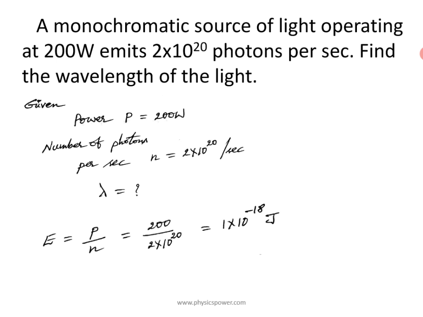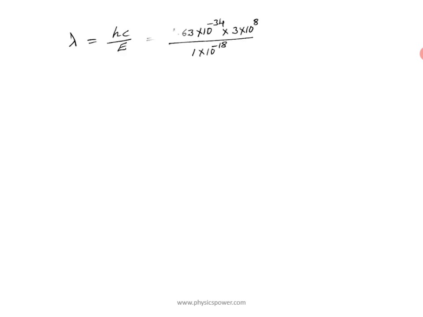So energy equals power by n, number of photons per second. If you substitute you will get 200 by 2 into 10 to the power of 20, which is 1 into 10 to the power minus 18 joule. Now by using wavelength lambda equals hc by E, 6.63 into 10 to the power minus 34, into 3 into 10 to the power 8, by 1 into 10 to the power of minus 18 joule.